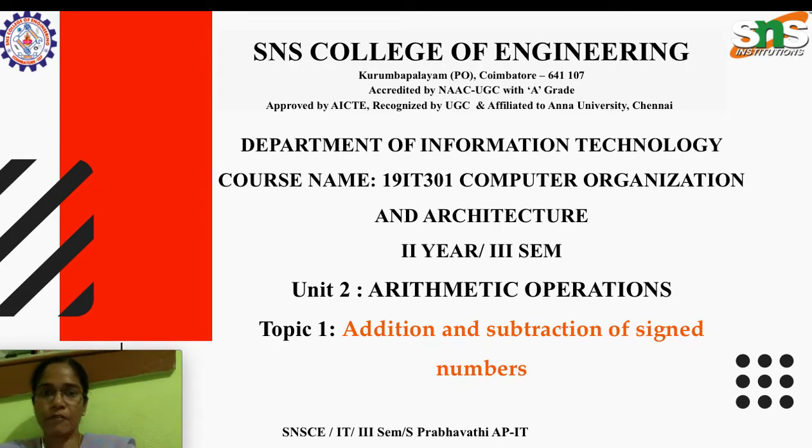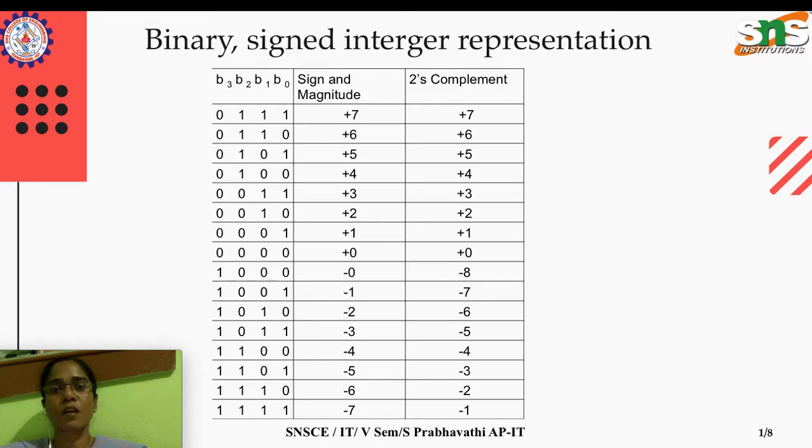Today the first topic we are going to see is addition and subtraction of signed numbers. Signed numbers means both positive and negative. When we speak about unsigned numbers, it means only positive numbers. Before getting into the topic directly, we need basic knowledge on representing signed numbers in a computer system. For this we have taken an example of a 4-bit binary number.